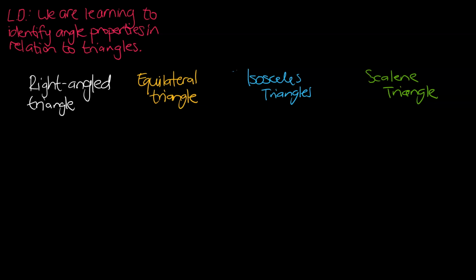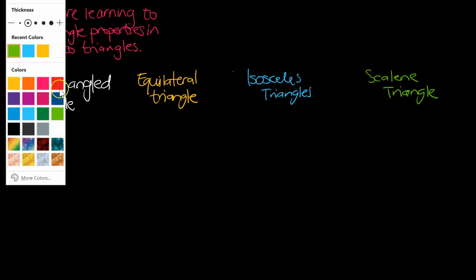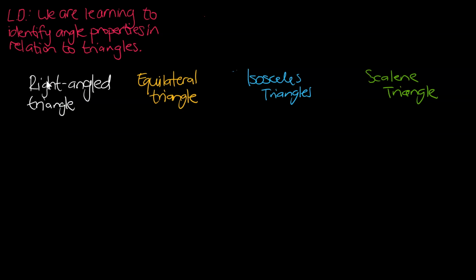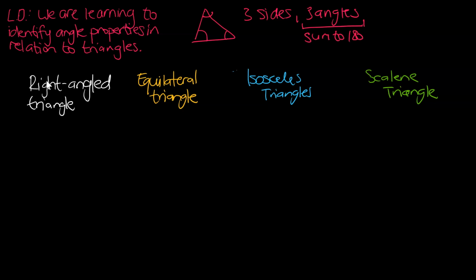So I suppose the beginning bit of information that's really critical and important is that we've got a triangle, and all triangles will have 3 sides and 3 angles. And those 3 angles will always sum to 180 degrees. So that's a geometric feature that we can use over and over again.